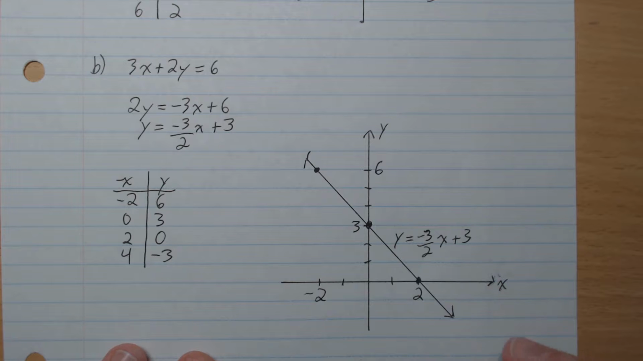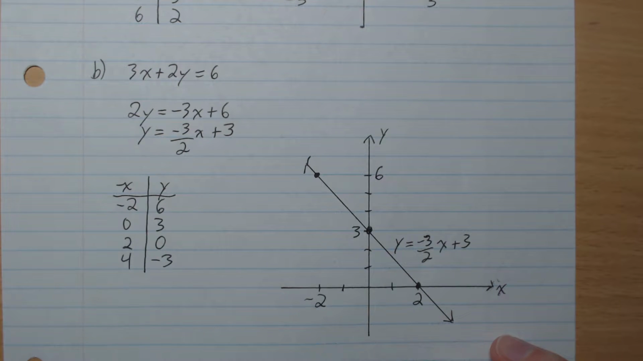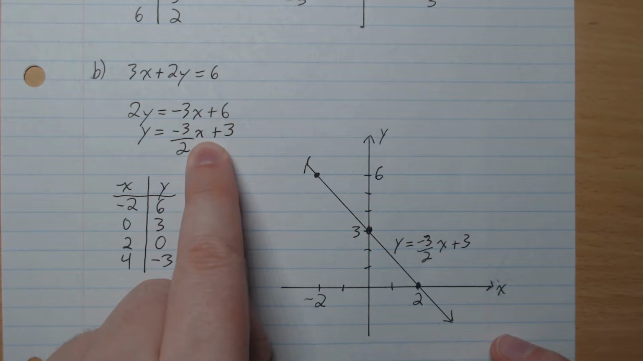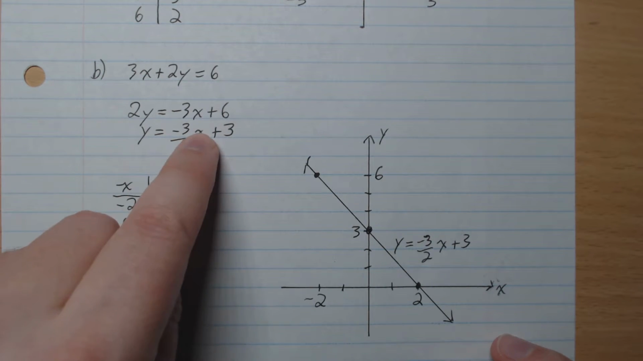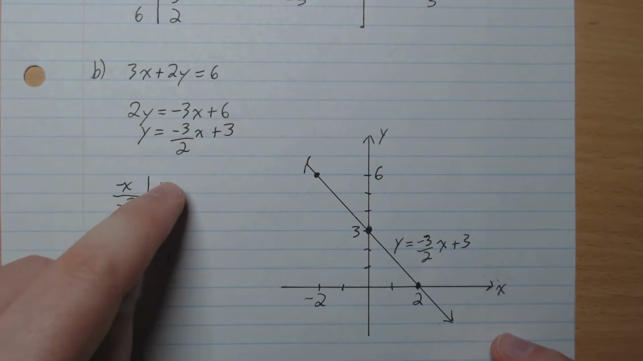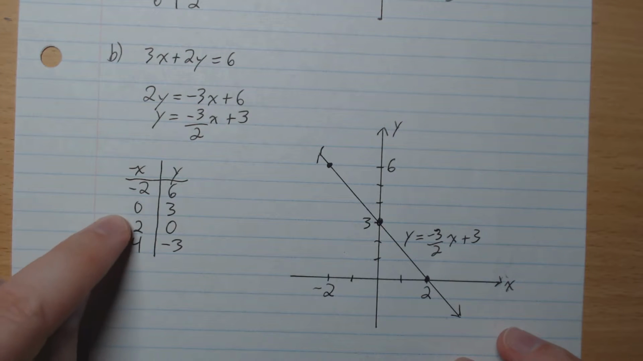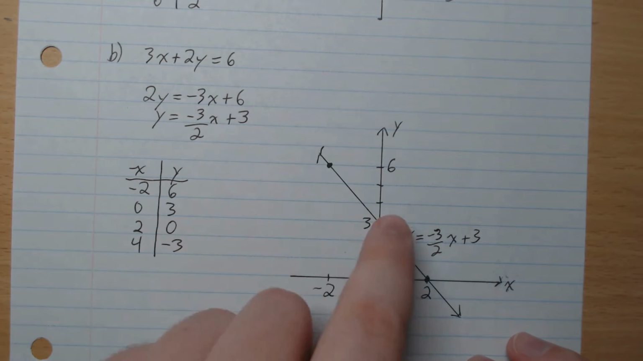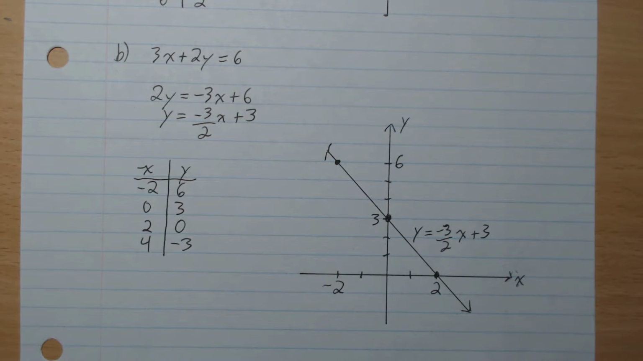Okay, B. 3x plus 2y equals 6. We can rewrite this as y equals negative 3 over 2x plus 3. I'm going to start with x being negative 2, because 2 over 2 keeps it an integer. So we plug in negative 2, and we get y equals 6. Now we're going up by 2 for x, down by 3 for y. Up by 2 for x, down by 3 for y. And so we plot the points on our graph. There you go, there's the graph of our function.